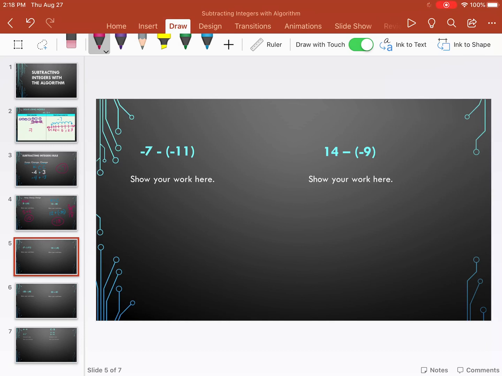Okay, so hopefully you did that. If not, pause it now and do it. And here we go. So keep, change, change. I'm going to keep this -7. I'm going to change that to an addition sign, and I'm going to change -11 to positive 11. Now I can follow my addition rules, so different sign subtract. So 11 minus 7, which is 4. Keep the sign of the larger number. The larger number here is 11, which is positive, so positive 4 is my answer.